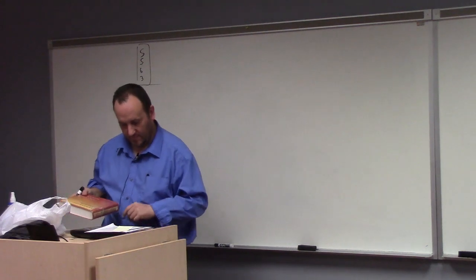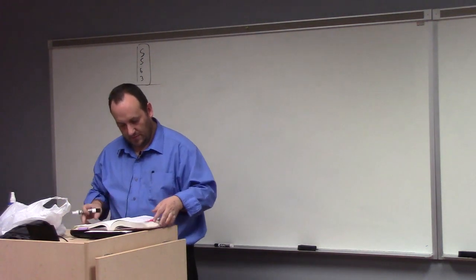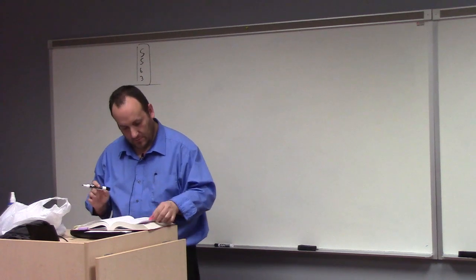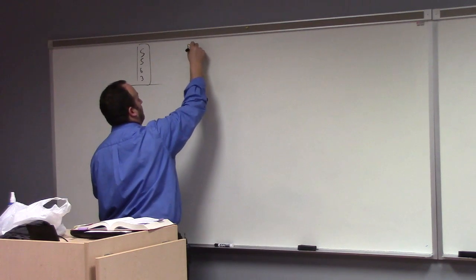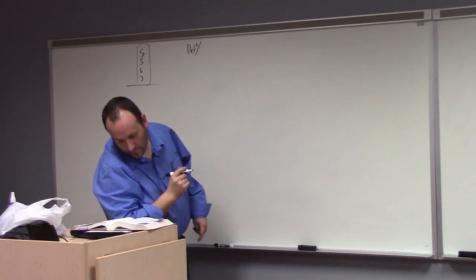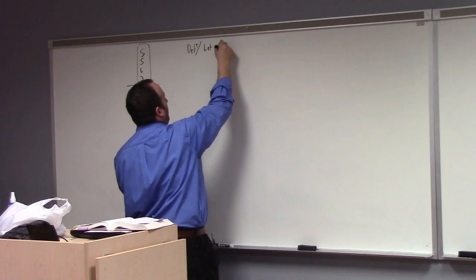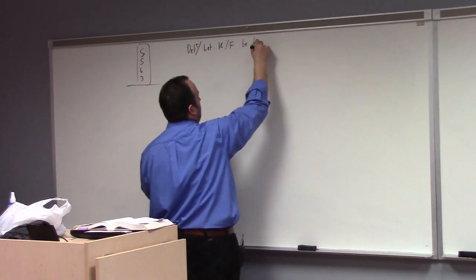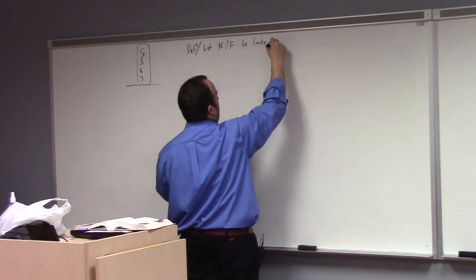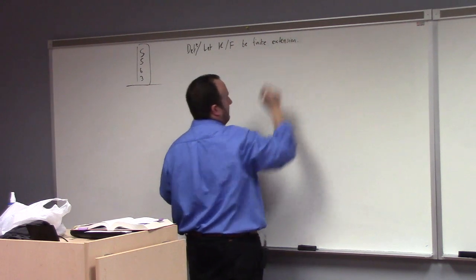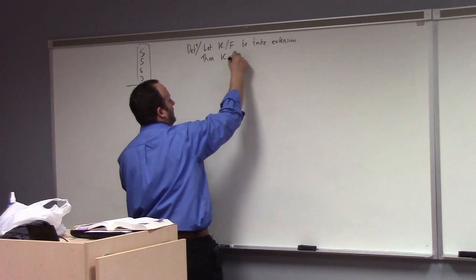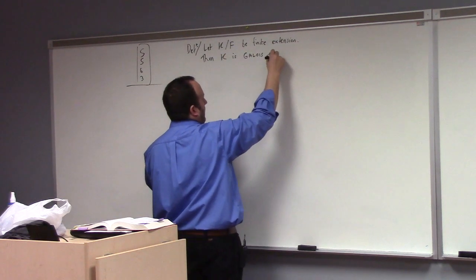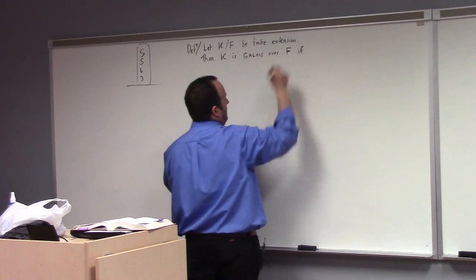All right, so last time we defined some things, right? In particular, we defined, let me just get it right up here at the start, a definition. Let K over F be a finite extension. Then K is Galois over F if what is true?